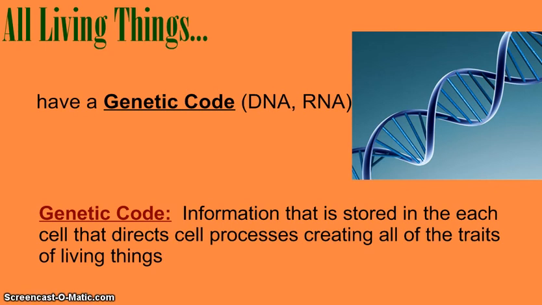It directs cell processes, and it creates not only the traits of the cell as a result, but then all of the traits that living things possess. So everything has to have some kind of genetic code, some kind of information. And it can be in the form of DNA or in the form of RNA, but it has to have something that gives them their genes.